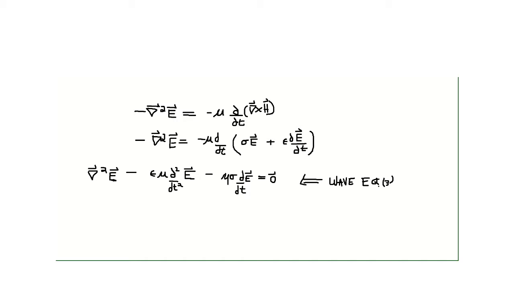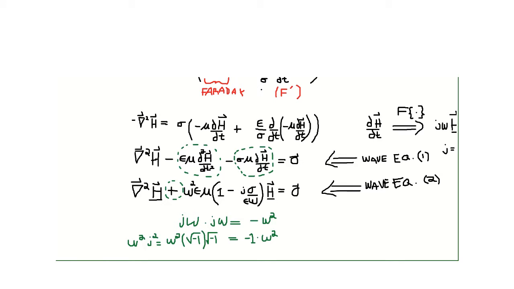Let's return to our wave equation 1 and make this small comparison. Here in wave equation 1, we see that the first term is multiplied by permittivity and permeability, and then the second term is multiplied by conductivity and permeability. Both terms are linear, and we see that we have the second derivative before the first derivative.